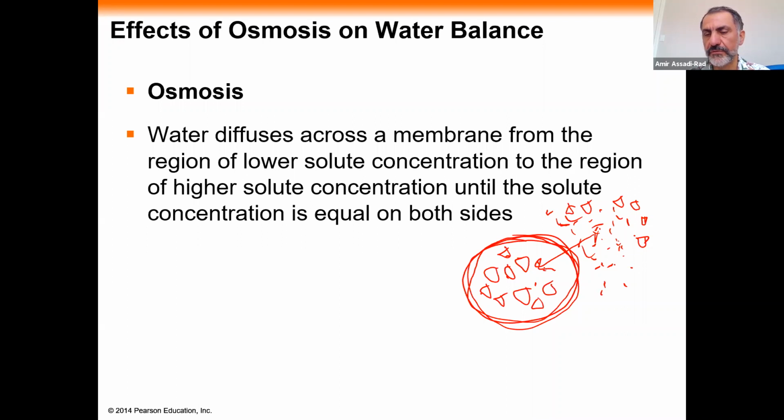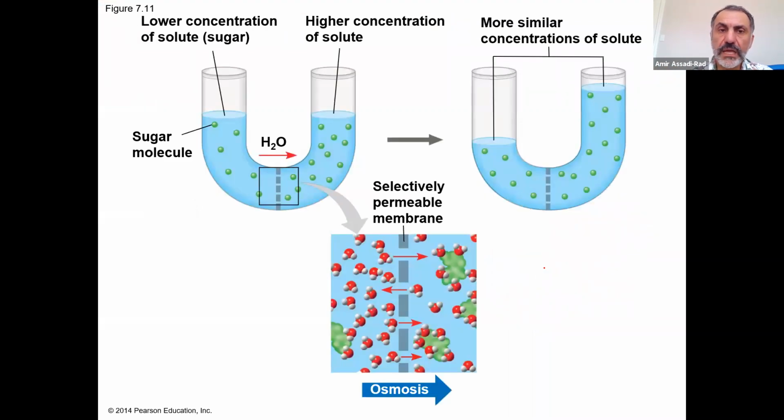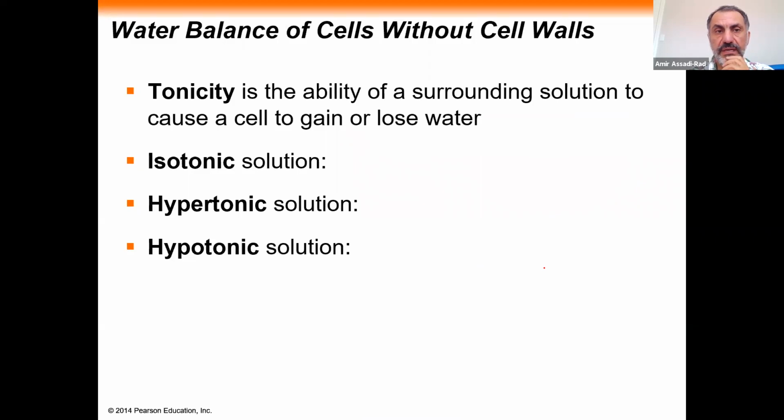When water molecules go from high concentration to low concentration, of course, your textbooks elaborate on it: from a region of lower solute concentration to a region of higher solute concentration until the solute concentration is equal on both sides. That's what they're showing you in an experiment. I'll let you look at it. I don't want to spend too much time, but if you want to understand the material, you better look at these pictures and try to understand them. It will give you a better understanding.